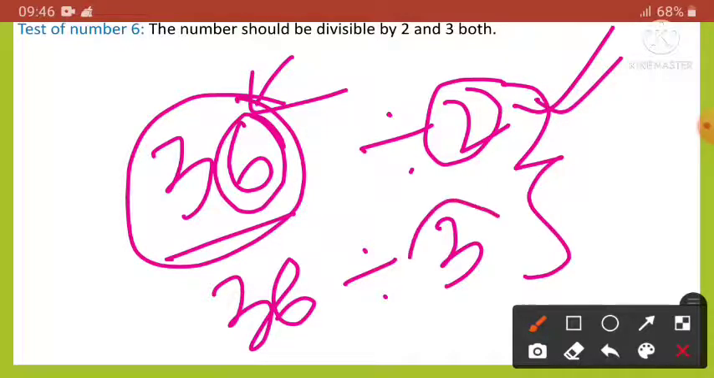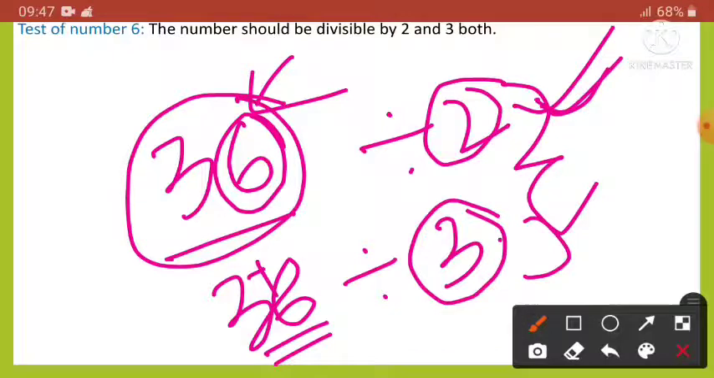Another one, 36. To check the divisibility test of 3, we have to add the digits. So 6 plus 3, that is 9, and 9 is divisible by 3. That means 36 is divisible by 2 and 3 both. That means it is exactly divisible by 6 also. Okay, very good.